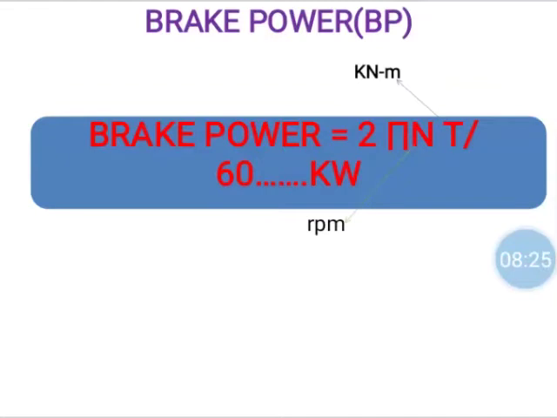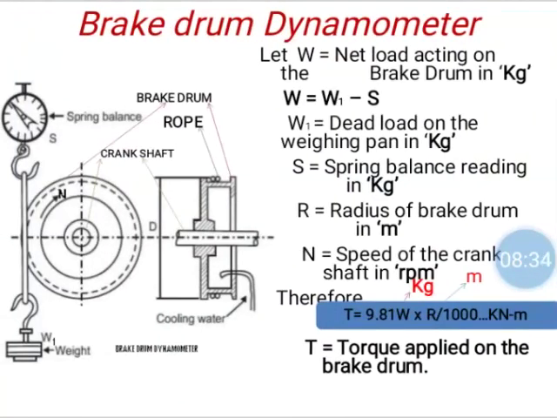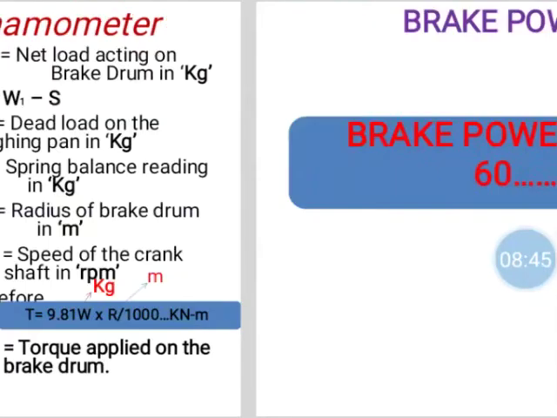In the problem, you may come across that braking torque may be given directly, or it may be given with these calculations. There is a net load acting on the brake drum, W1 minus W2, and R is the brake radius of the brake drum.